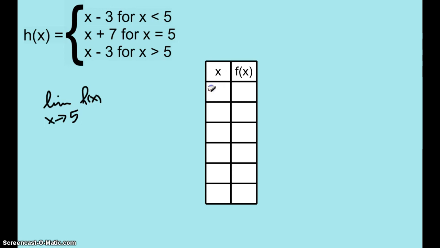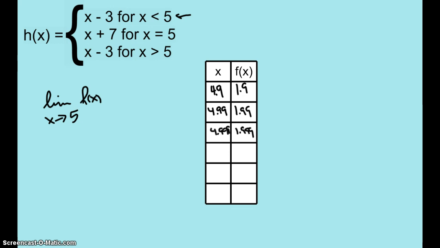Alright, let's go ahead and approach 5 from the left. When we put in a 4.9, I think it would go into there because it's less than 5, and we'll get 1.9. Put in a 4.99, it's still less than 5, we'll get 1.99. Put in a 4.999, and you'll get 1.999.